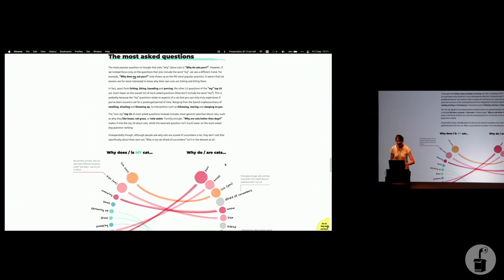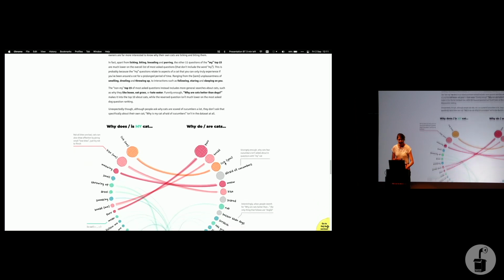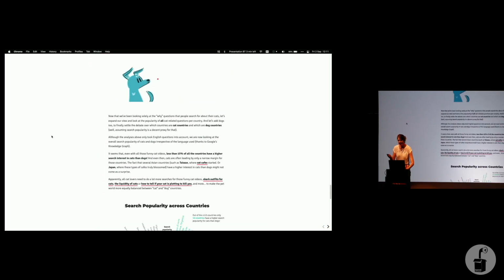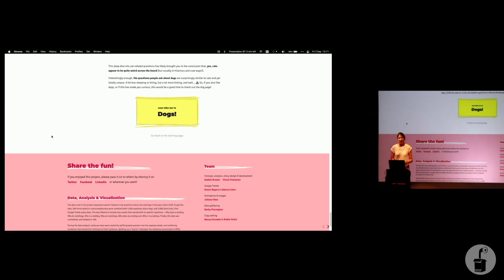But I also found that there's an interesting thing about what people ask about cats in general and what they ask about my cat. The things they ask about my cats are throwing up and smelling and drooling and sneezing, things where you have to be close to a cat to actually know that. And of course, ending with cats versus dogs. And the same then also for dogs. And this was a really fun project. I think this is the biggest project I've done since, because I just love this data set so much that I kept on expanding on it.